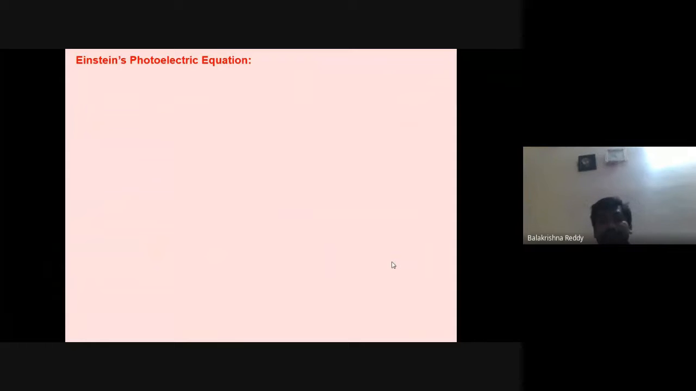Einstein photoelectric equation. After the laws of photoelectric emission, which we have obtained from the experimental setup and its effects, we are going to understand further modification of the photoelectric effect with Einstein's ideas. What are the Einstein ideas here?